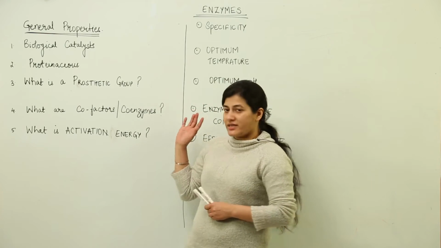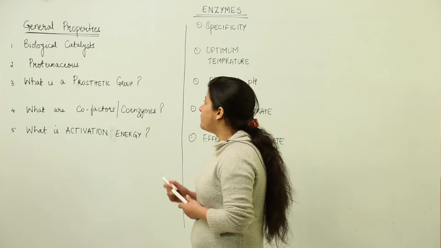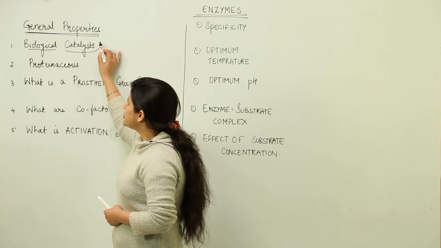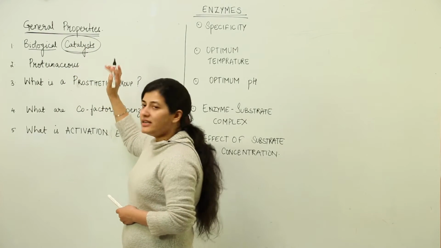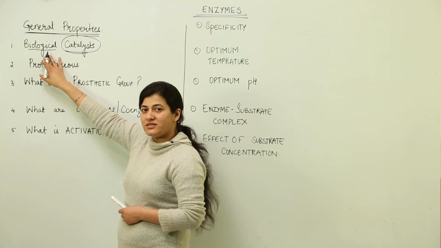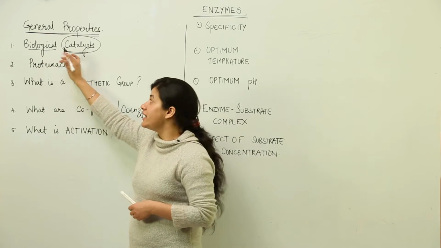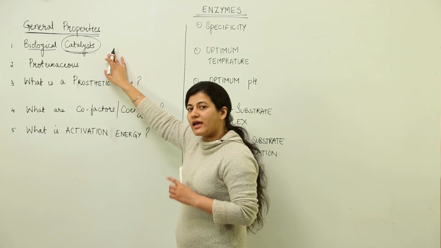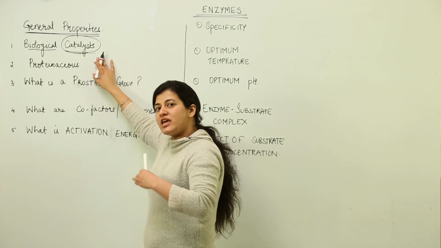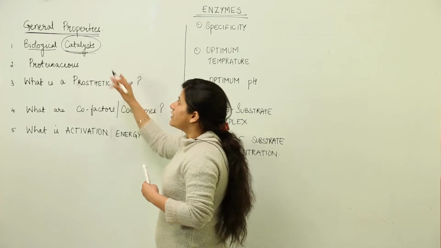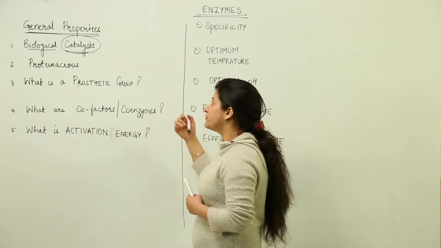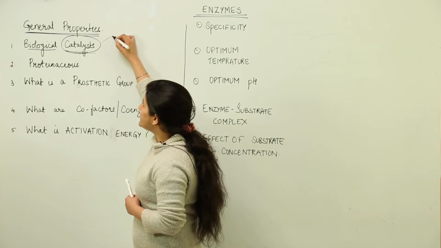When I talk about enzymes, I am talking about biological catalysts, which means a catalyst which is being synthesized inside a living cell. When I say biological, that means it would be synthesized by a living cell. And when I say catalyst, from your knowledge of chemistry, you must know a catalyst is a substance which hastens the reaction. Means if there is a chemical reaction or biochemical reaction, it would speed up the rate of reaction.